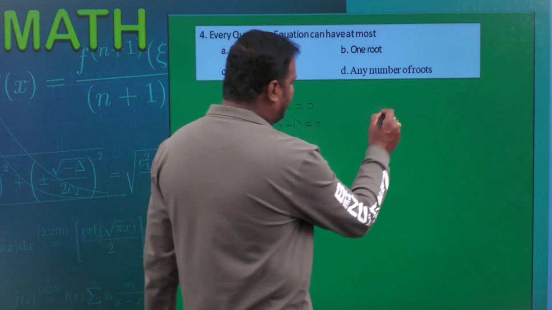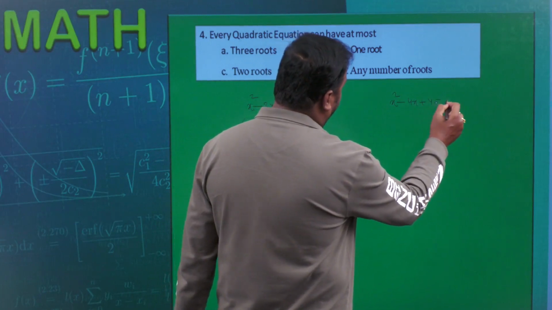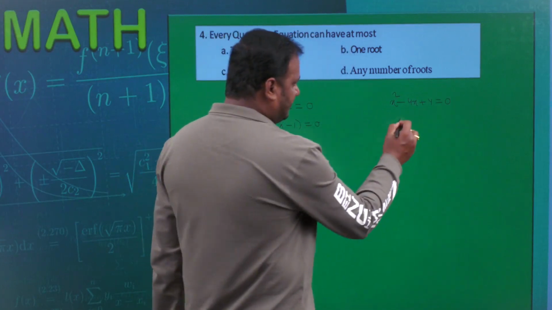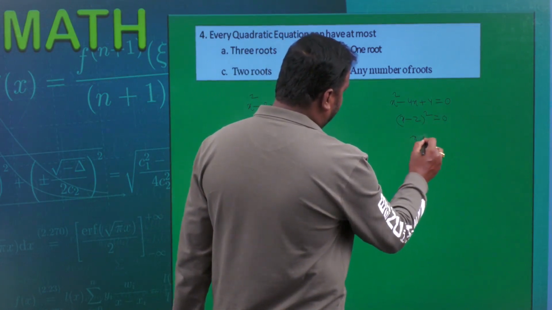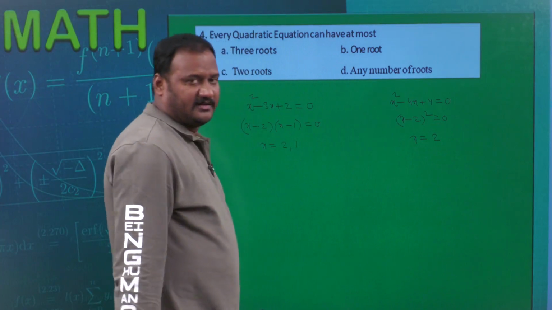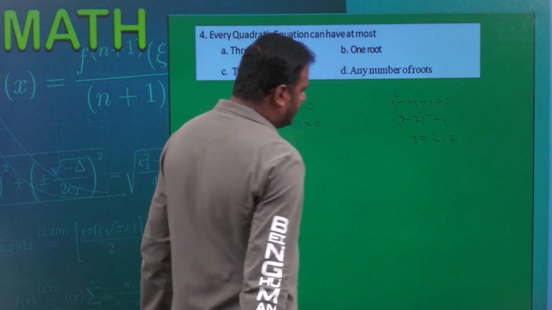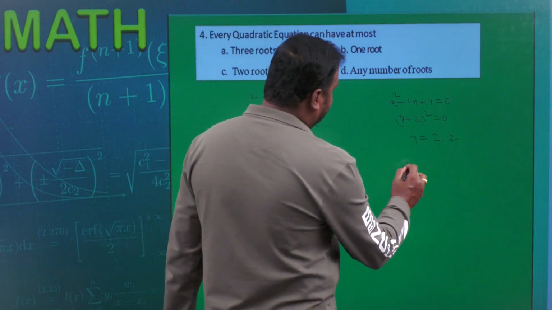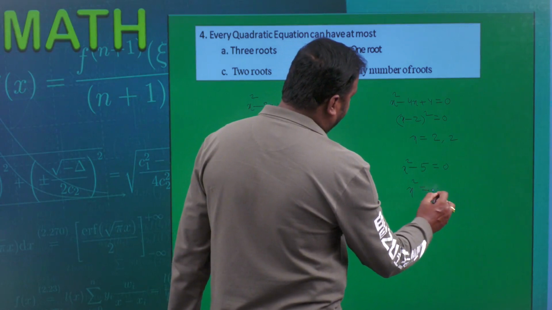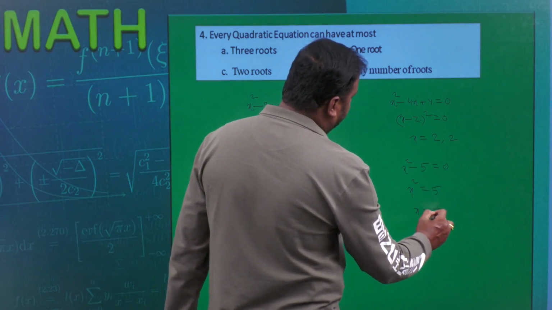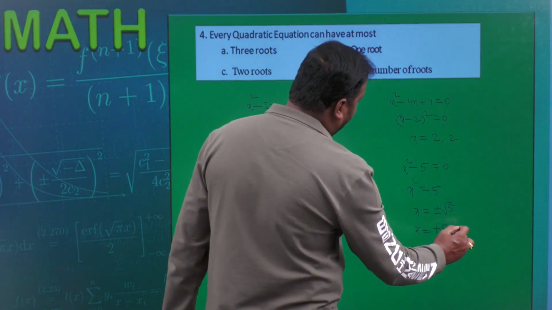At the same time, I will take one more quadratic equation, that is x square minus 4x plus 4 is equal to 0. Then you can write it as x minus 2 whole square is equal to 0. Then the value of x is equal to 2. There is one more 2 also. Okay, x is equal to 2 comma 2. If I take one more equation like x square minus 5 is equal to 0, then x square is equal to 5. Then x is equal to plus or minus square root 5. They are x is equal to plus root 5 comma minus root 5.